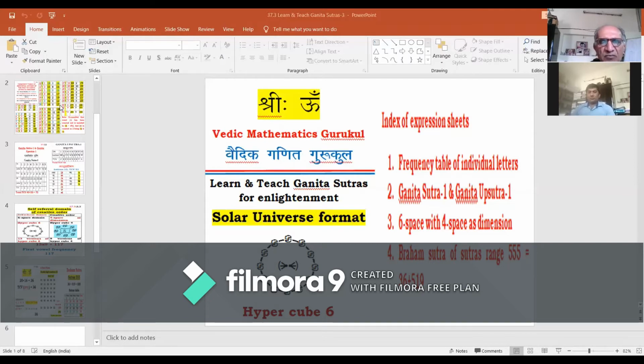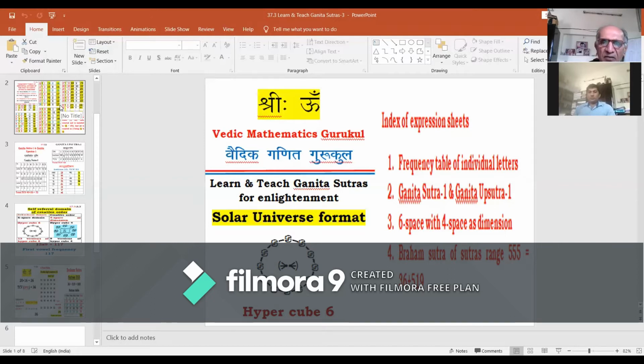So 36 plus 519, that is 555, is parallel with the entire sutras range of the Brahma Sutra of Vedanta, the scripture of 555 sutras. This glimpse will help us appreciate how rich and blissful is the Vedic mathematical domain of Ganita Sutras. Therefore, we shall learn to teach Ganita Sutras for enlightenment.